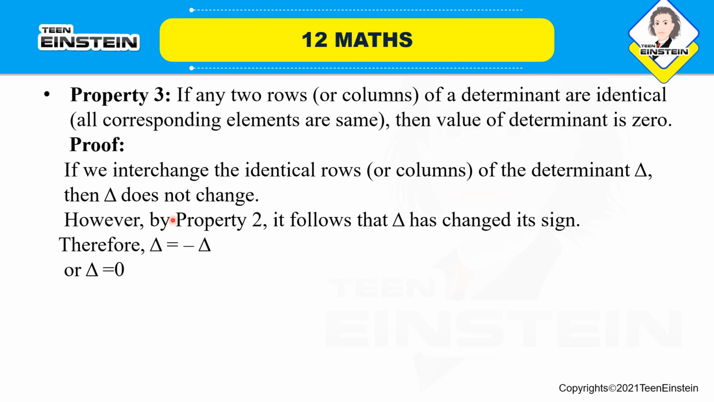However, by property 2, it follows that delta has changed its sign. Yes, there will be a change in the sign. What is property number 2? If any two rows or columns are interchanged, then there will be a change in the sign. So using that property, that means property number 2, delta has changed its sign. Therefore, I will write delta is equal to minus delta.